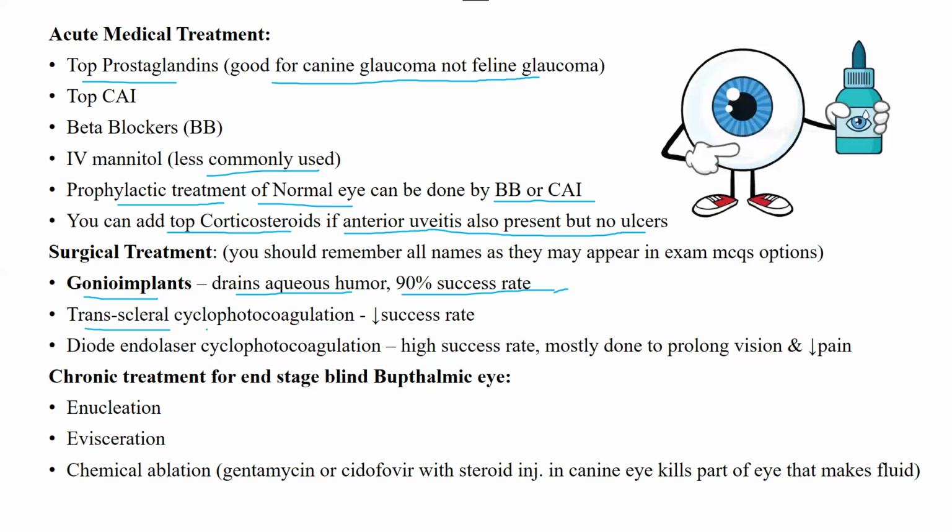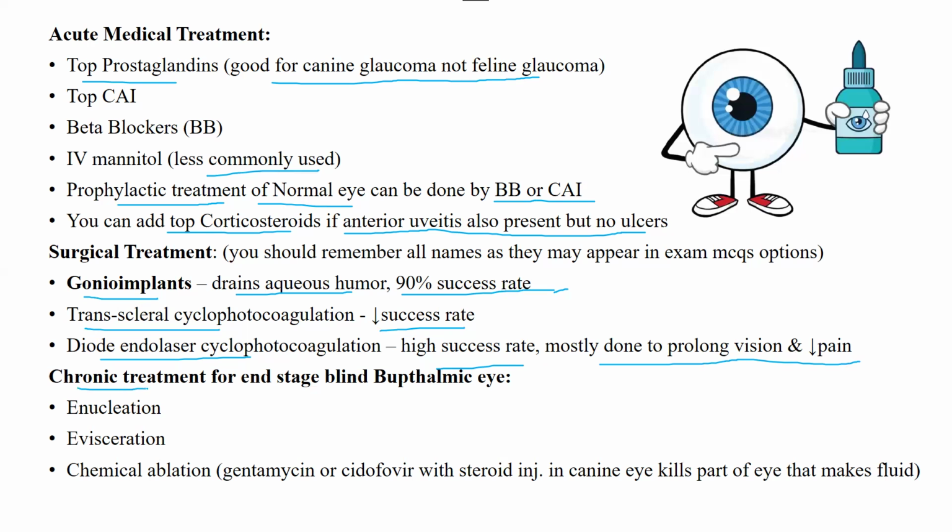Most important one is this gonio implant. But there are transscleral cyclophotocoagulation, which has less of a success rate, or diode endolaser cyclophotocoagulation, which has a high success rate, mostly done to prolong vision and decrease the pain. So again, these names can appear in the exam options, but you should remember gonio implant is the most important one. I haven't added the picture of the surgeries or any detail of these because they are not going to ask that much detail. You just need to remember the names.